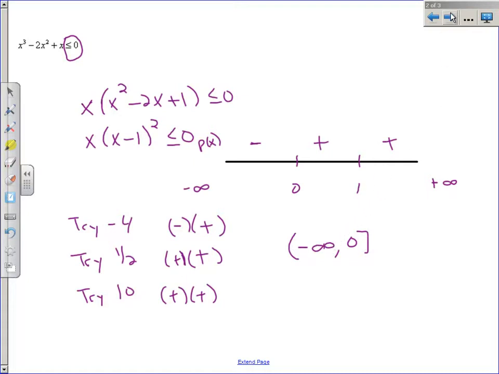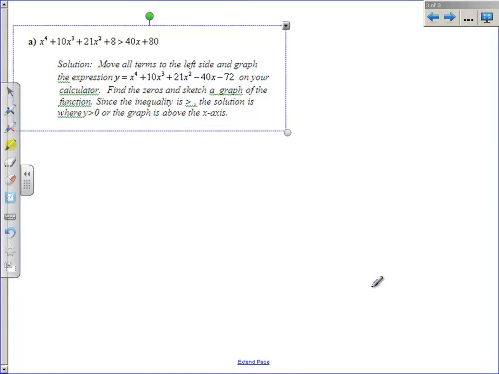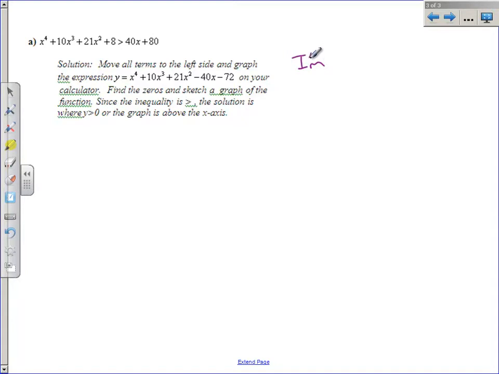Okay, and the last thing we're going to talk about is, what if it's this great big x to the 4th thingy, and you're like, I'm not factoring that, bro. Well, one thing you can do is move everything to the left side and then pull out your calculator. Of course, this won't help you if it's a non-calculator part, but it could be a calculator part. Find your zeros, and then you can sketch a graph of the function, and you can figure out where the graph is above the x-axis, since this one is greater than 0.